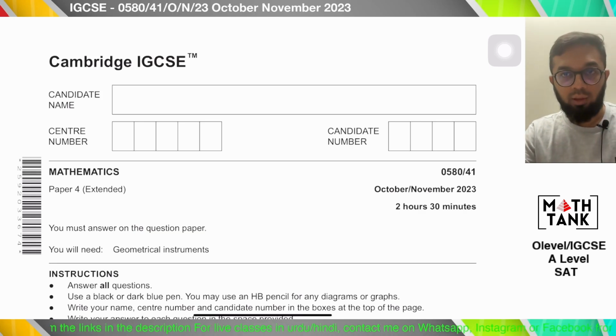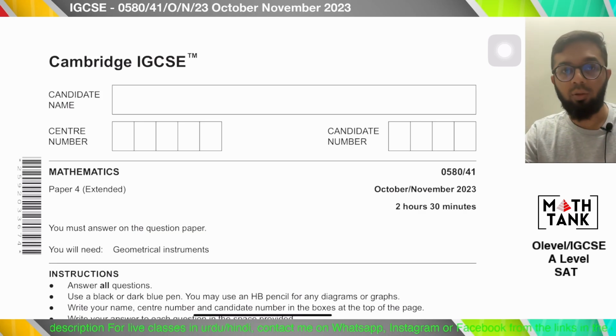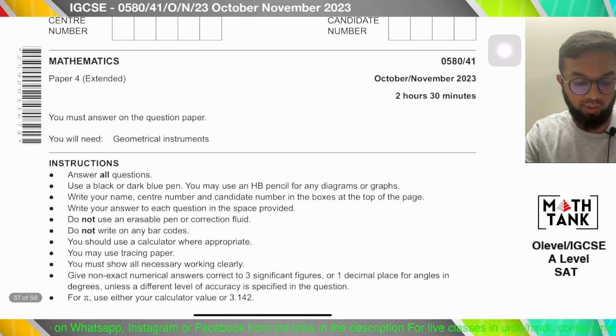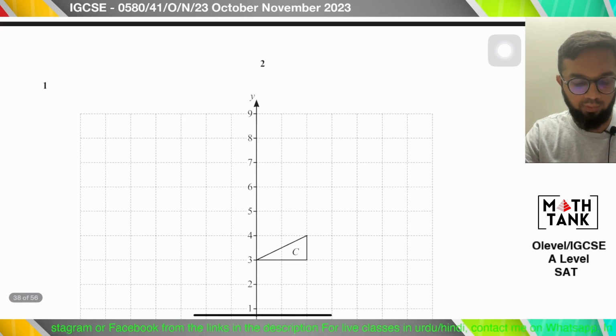Hello and welcome to another past paper session. Again, this paper is from IGCSE Mathematics and the variant is 4.1. This is November 23. Let's start solving.